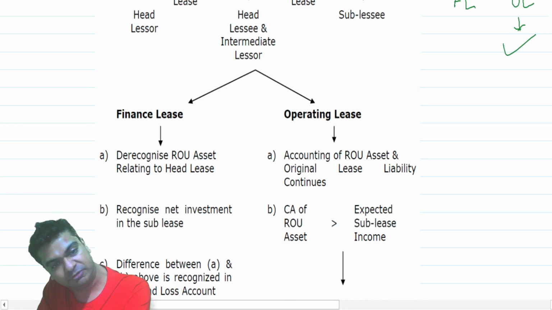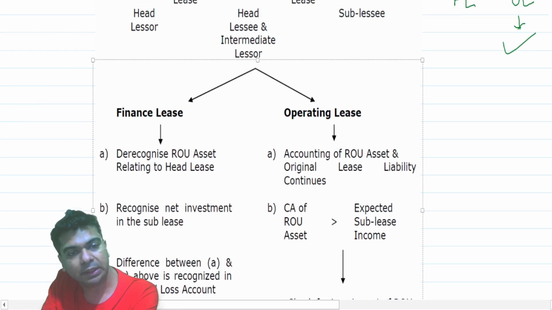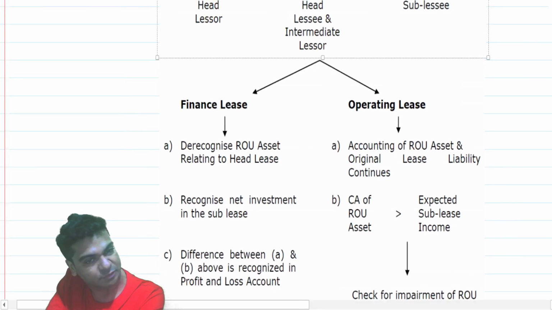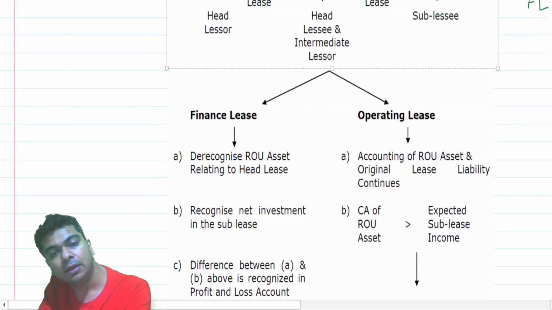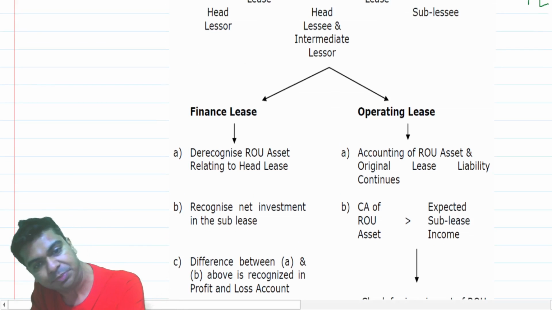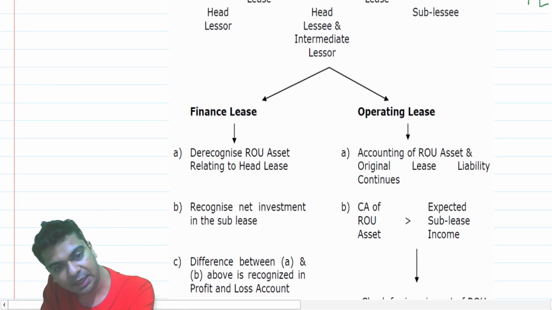Just see the guidance which they have given over here. Just see the guidance, and I'm pretty clear that things will become very, very manageable, or I'll say very simple for you. You just see the intermediate lessor is classifying it as a finance lease. Just see what is the guidance of Ind AS 116.